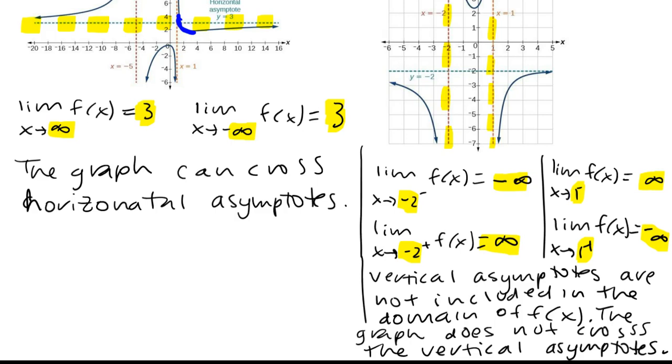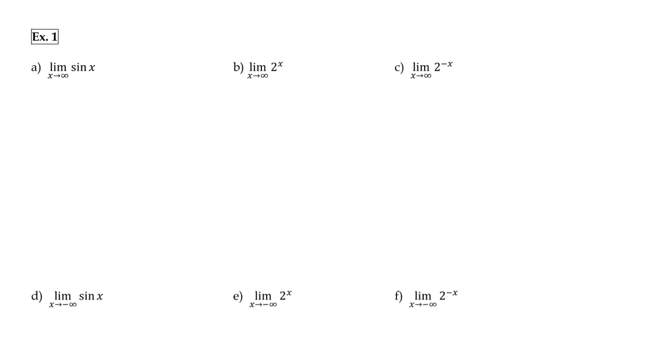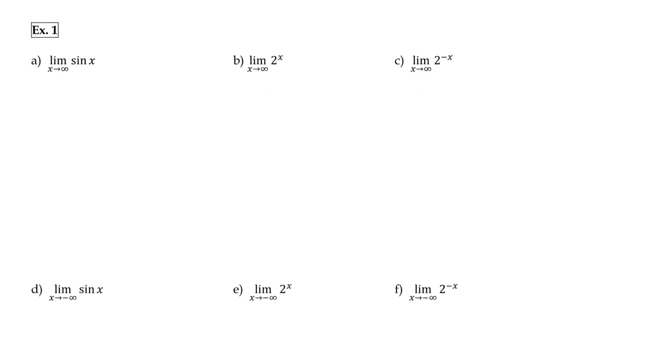Okay, so that's the idea today. Now, as always, we'll go through some examples. Look at the way I have this set up. Look at A and D are the same. One's going to infinity, one's going to negative infinity. We're going to sketch the graph and then talk through these. So here's the graph of sine x, right? And then it goes on and on and on forever.